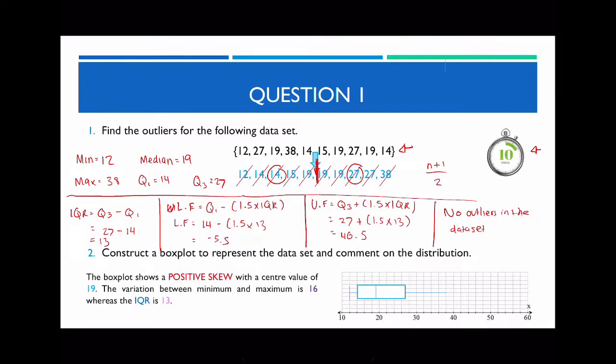And if I was to comment on the distribution, all I do is identify what its center is, which is what I've done over here. So that's 19. In this case, this is positively skewed because this tail over here, the upper tail, is longer than the lower tail. And then I need to indicate what the range is, which is the maximum subtract the minimum, and the IQR.